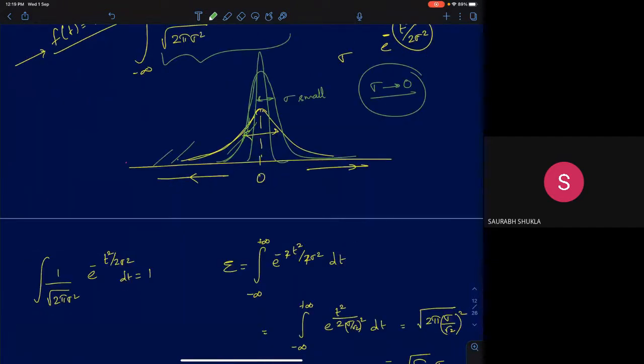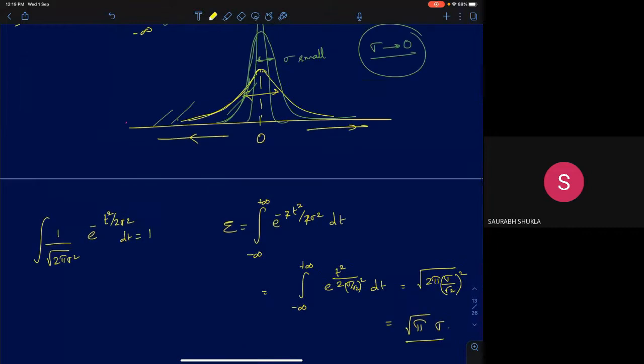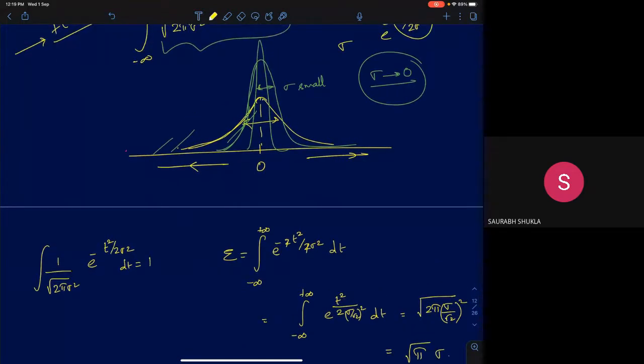So that's it. Now, how to compute the energy of the signal? Again, this is a useful signal to remember. What I have considered is a Gaussian pulse of this type. The pulse looks like this: e power minus t square by 2 sigma square. This is your Gaussian pulse. I have not multiplied it by 1 over root 2 pi sigma square. That's just a probability density function.